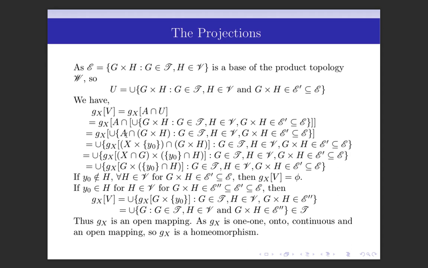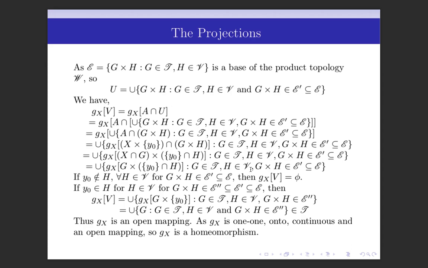Here we have replaced A by X cross Y, and then by set theory we can write X intersection G cross singleton Y naught intersection H. Since G is a subset of X, X intersection G is equal to G. So here we can write G cross Y naught intersection H.